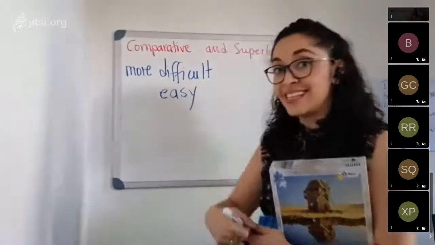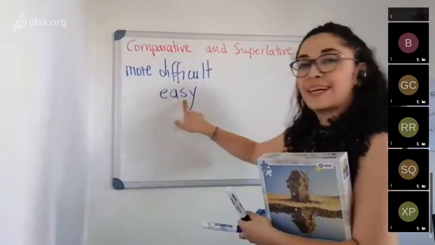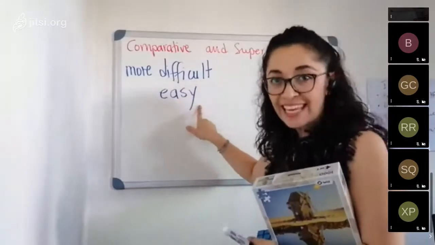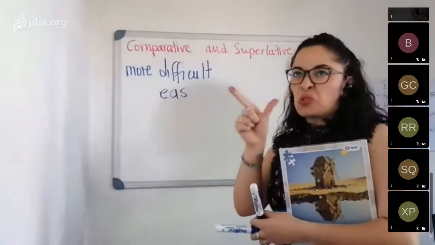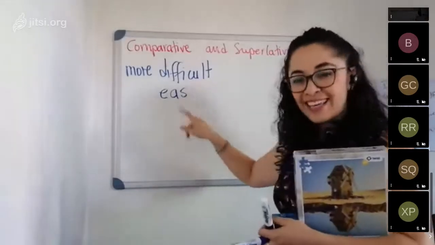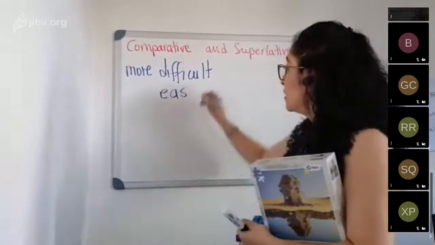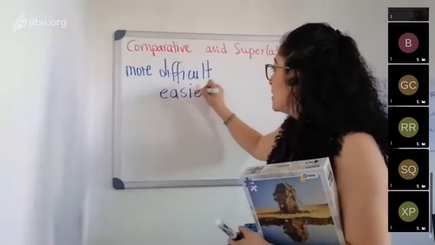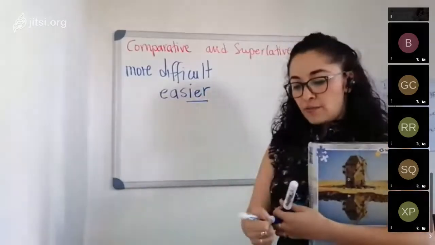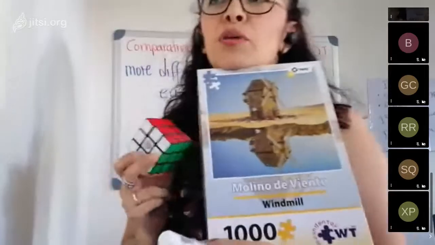Easy. What happens with easy? Remember, consonant plus Y: we have to change the Y. Easy has two syllables, but it ends in Y, so we change it: not more easy, but easier, right? Which is more difficult? Which is easier?